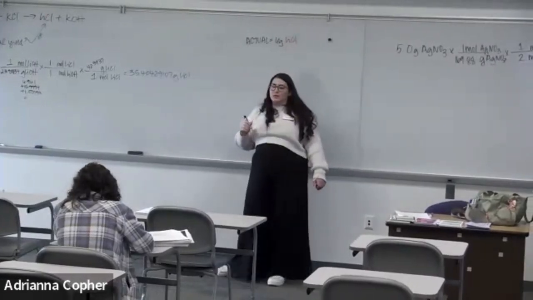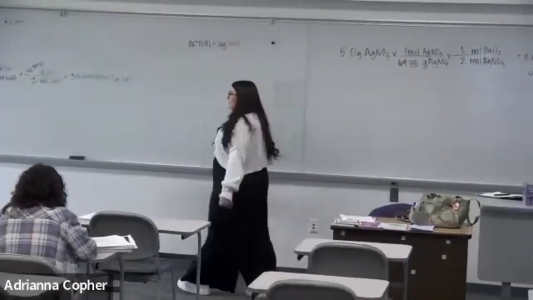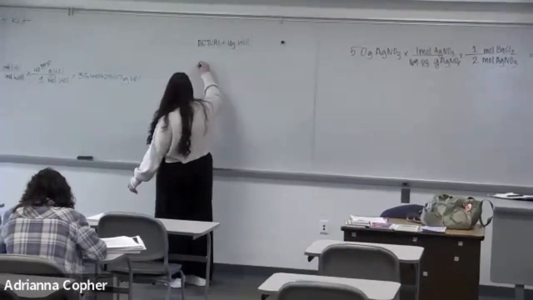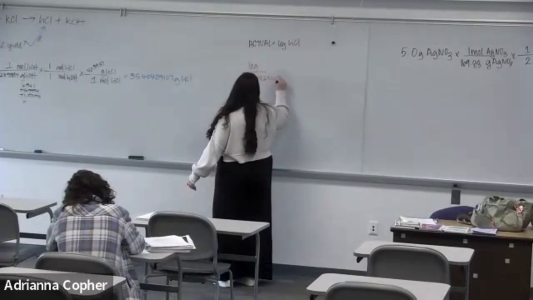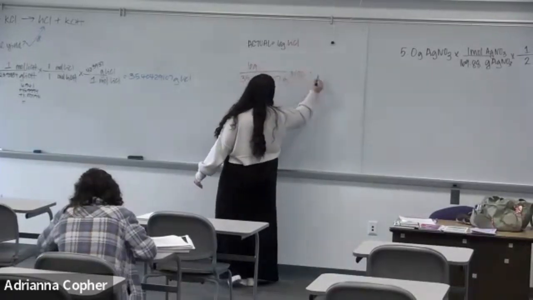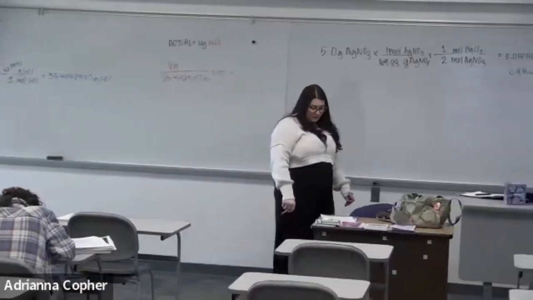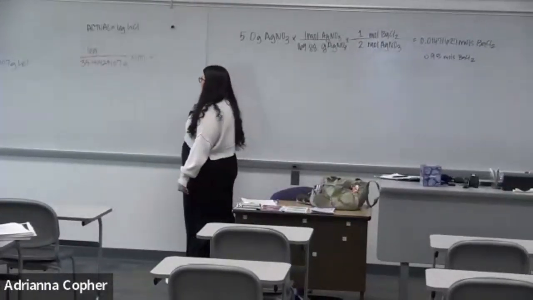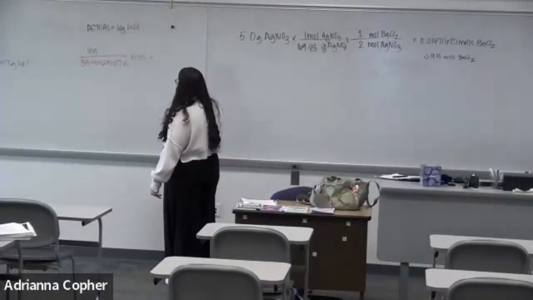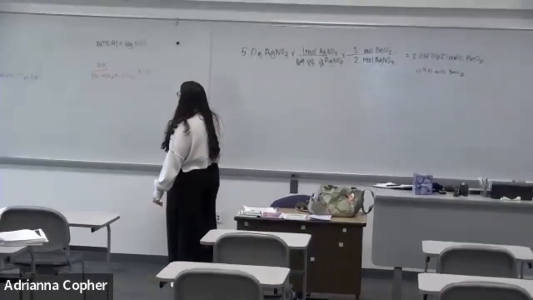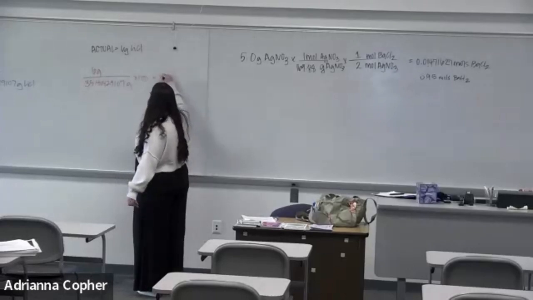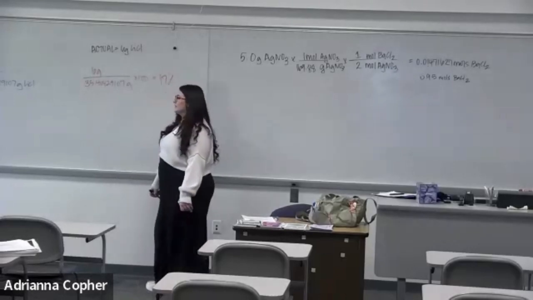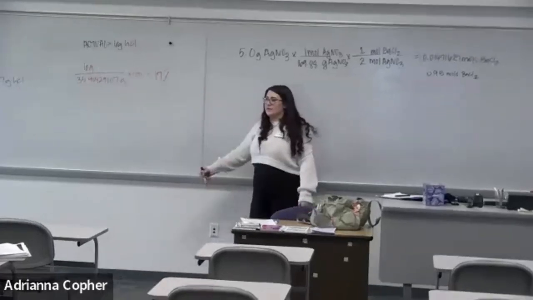All we're going to do for percent yield is actual over theoretical, times 100. Because percent yield just means times 100. So 6 grams over 5.4 over 2, times 100. Around 17.